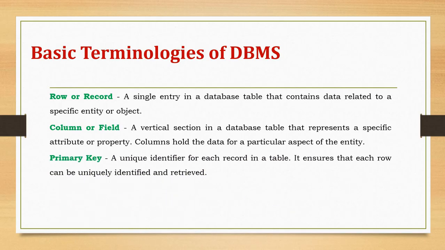Primary key: it is a unique key to identify each and every record. It should not be repeated for anyone. It must be unique. For example, if we take the student ID or register number, it's a primary key.